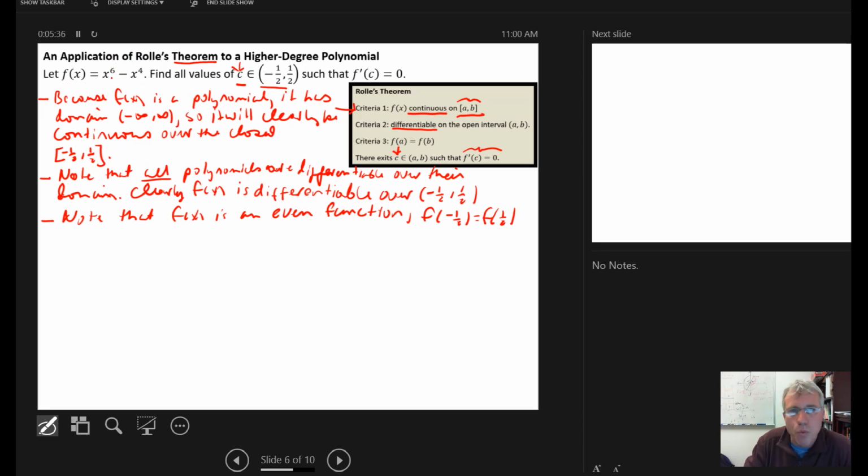But when I plug in 1/2 or negative 1/2, the negative is going to just be killed by the 6th and the 4th powers. So I'm just going to get the same output. I want to recognize it. So all three criteria are met. I know that there is an input value c on the interval from negative 1/2 to 1/2 at which the derivative is equal to 0. Now my job is to find that value of c.